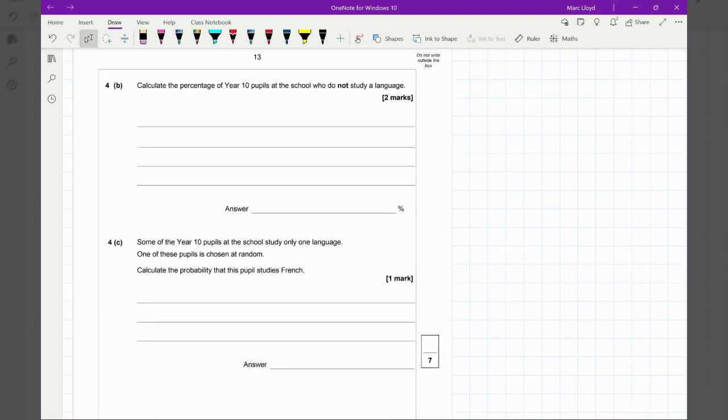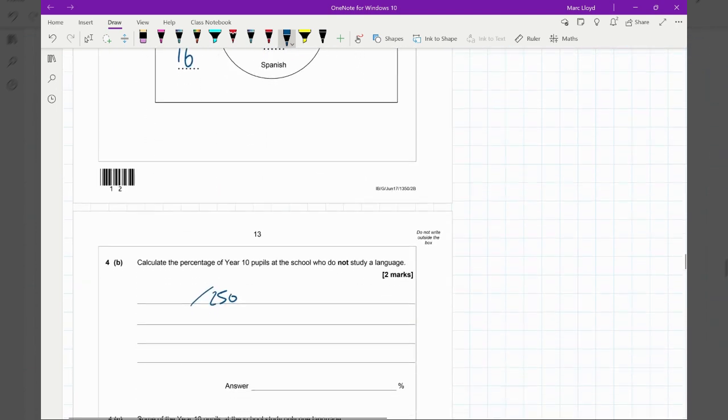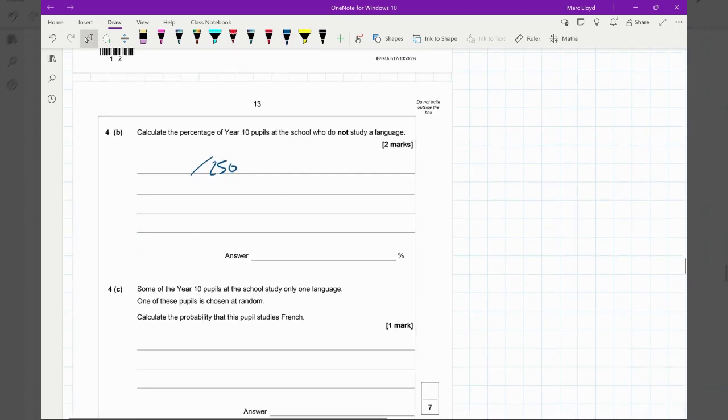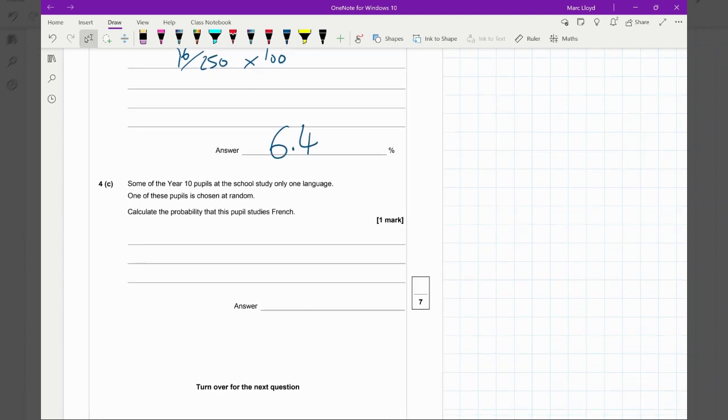Calculate the percentage of year 10 pupils at the school who do not study a language. So we've got 250 pupils. I'll come with that quite quickly because it's in the question. 16 of them are on the outside of the Venn diagram, and therefore it will be 16 over 250. Then we'll multiply that by 100, and that will give us our percentage, 6.4.